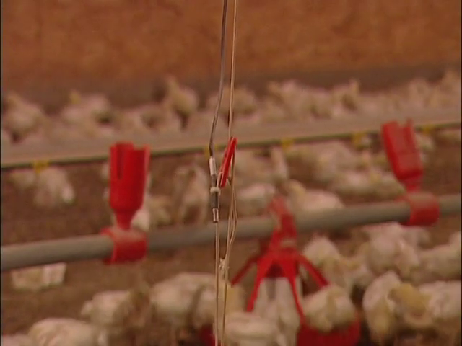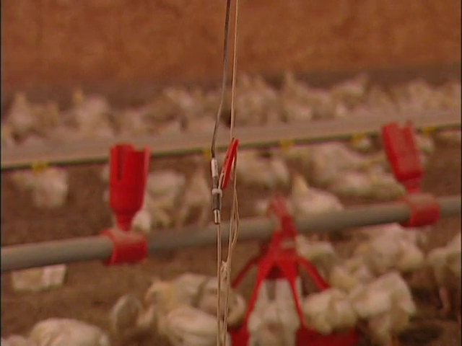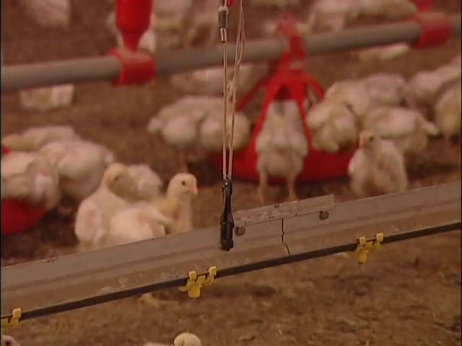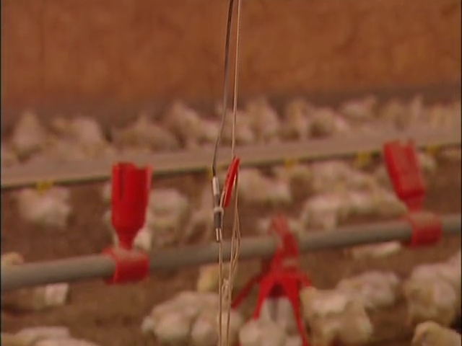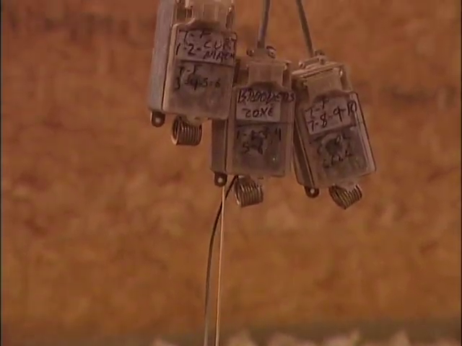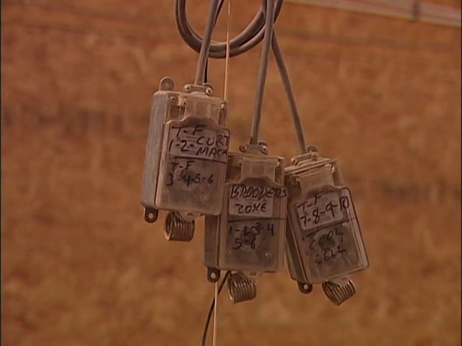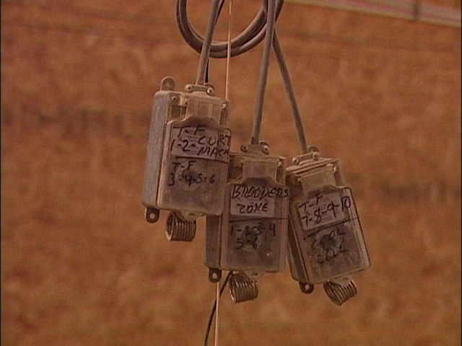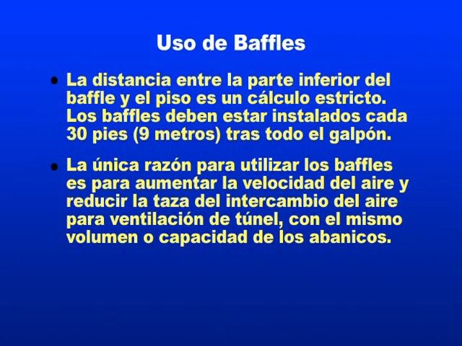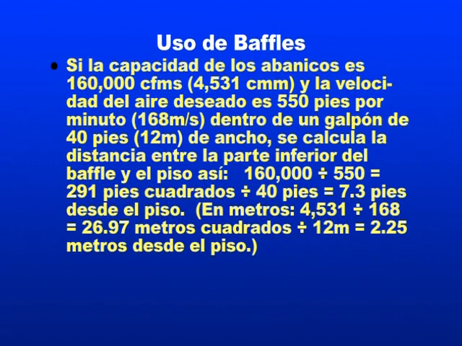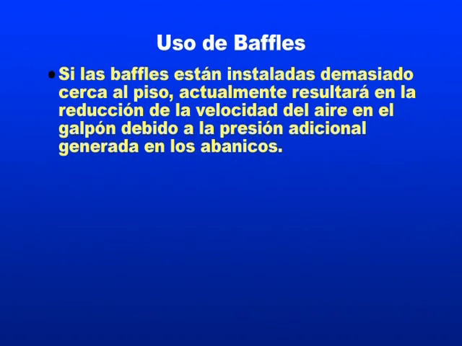All right, what we're looking at here is one of the 6 temperature sensors in the house. The temperature sensor should be down close to bird level. What we're seeing here are the backup thermostats to start the fans in case there are problems with the solid state control in the control room. Baffles in chicken houses should only be used to increase the airspeed through the house and lower the air exchange rate in the house with the same fan capacity, by just reducing the cross section of the house and the total cubic volume.